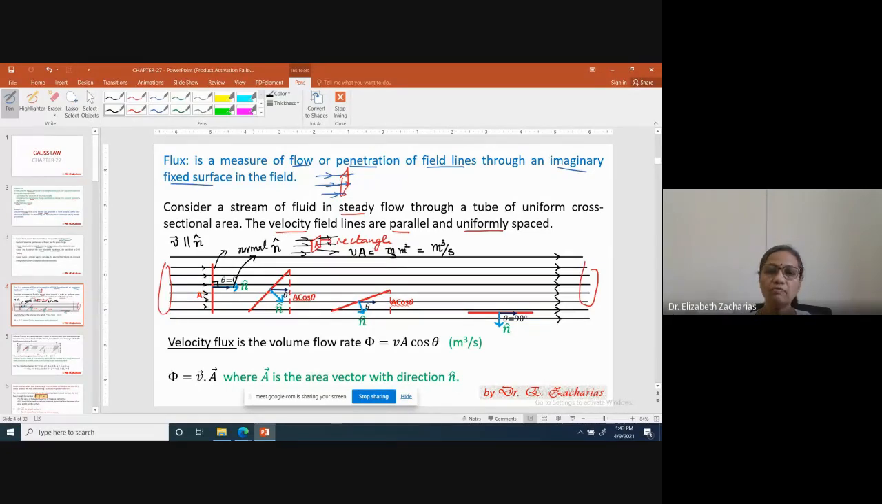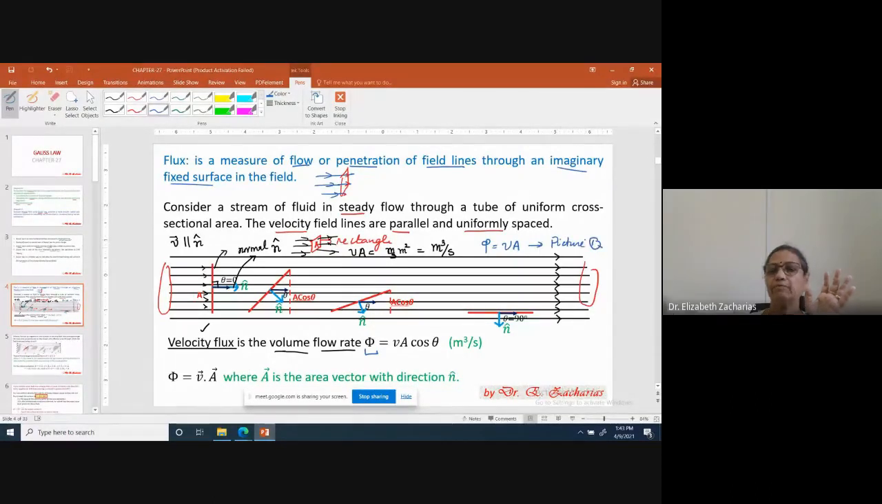Or volume flowing per second can also be called the volume flow rate. This volume flow rate is called the velocity flux. This is called velocity flux because we have calculated this for velocity field lines. We have taken our field lines as velocity and then we have done it. Therefore, it is called the velocity flux. And velocity flux is denoted by the symbol capital phi. So just now we have seen that phi equal to V into A for picture 1.